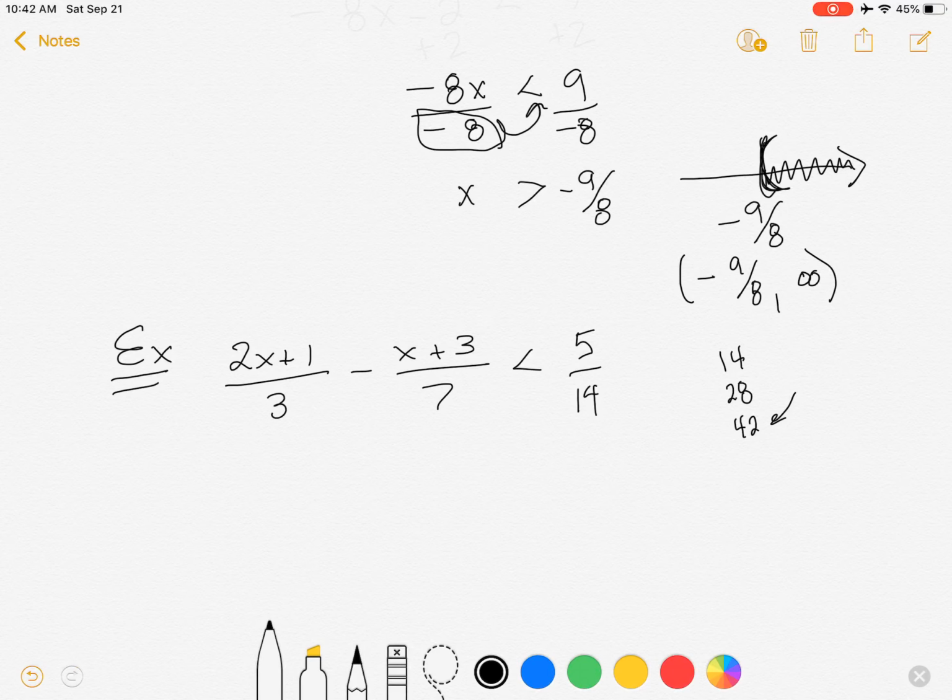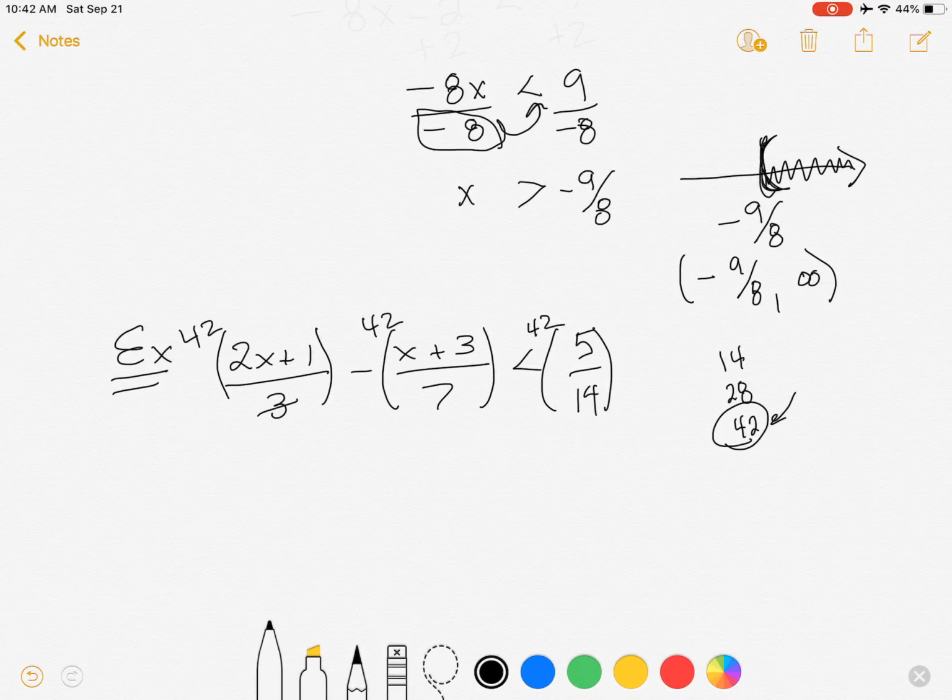Yeah, 42. Now wait a minute. I think 3 goes into 42. 3 goes into 42 14 times. 7 goes into 42 6 times. And 14 goes into 42 3 times. So my least common multiple is 42. So that is my least common denominator. So I'm going to multiply everything by 42.